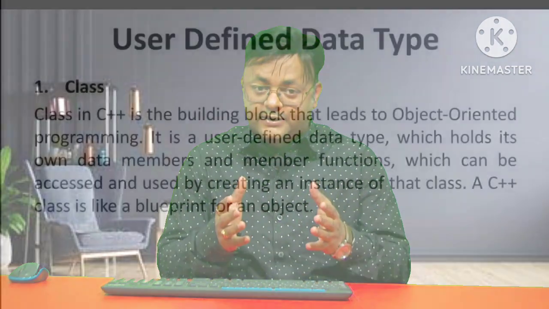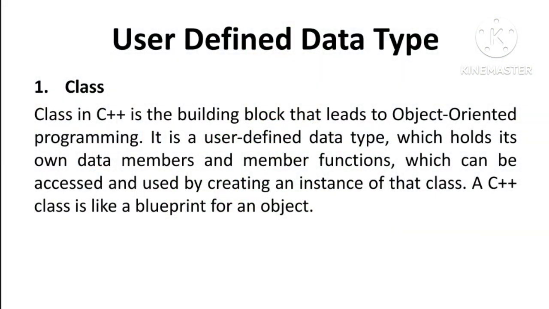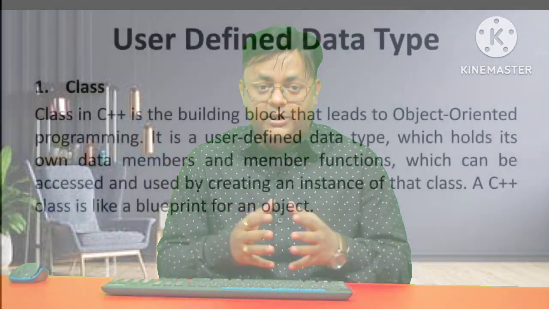Remember, a class has data members and member functions which can be accessed and used by creating an instance of that class. And what is that instance? That instance is known as object. A C++ class is like a blueprint for an object.